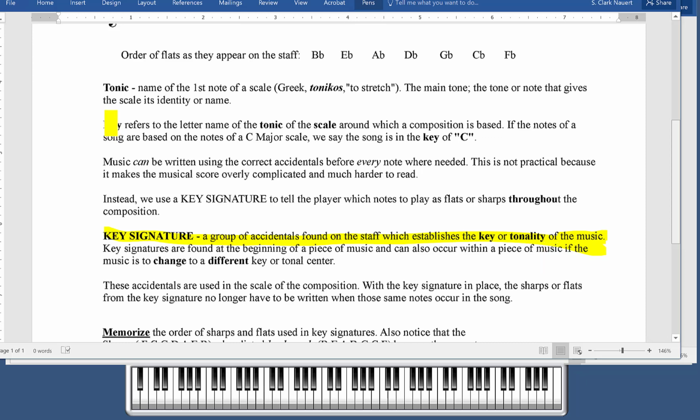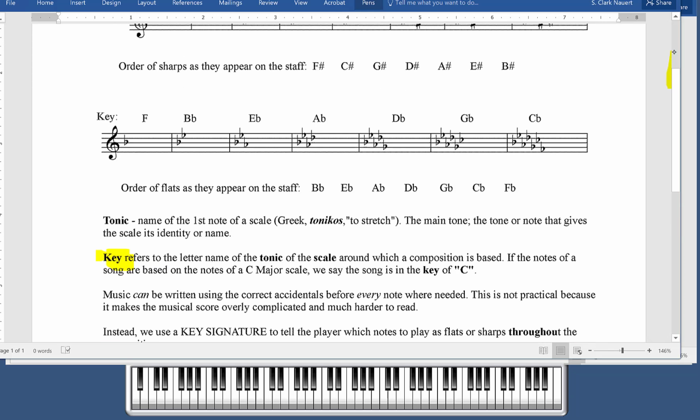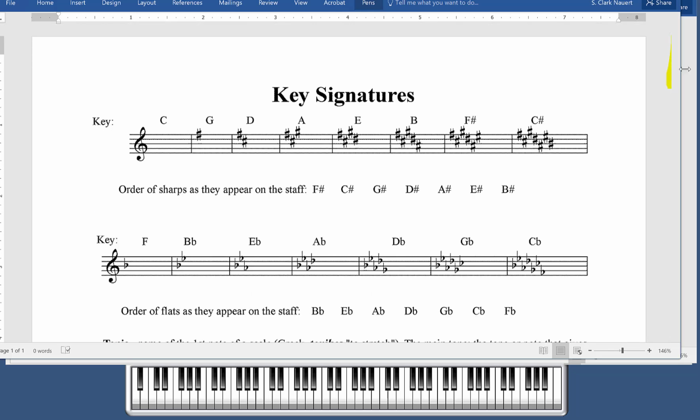What's a key? Farther up the page, it says key refers to the letter name of the tonic, or the 1, the first note of the scale around which a composition is based. If the notes of a song are based on the notes of a C major scale, we say the song is in the key of C. If the song is based around the notes in a G major scale, we'd say that it was in the key of G, and so forth and so on.